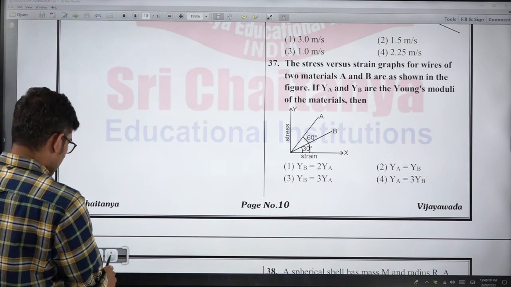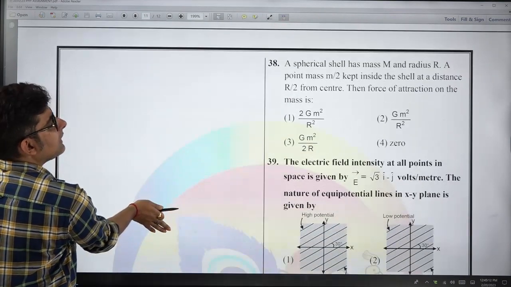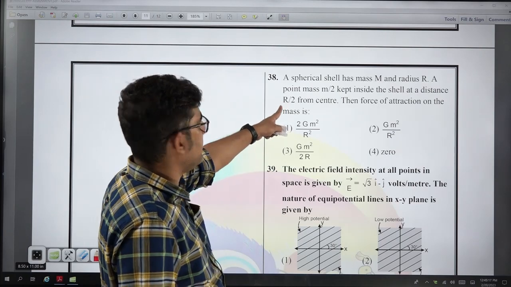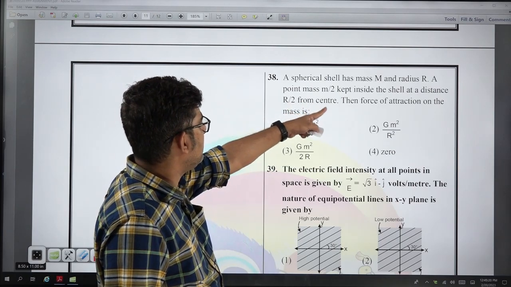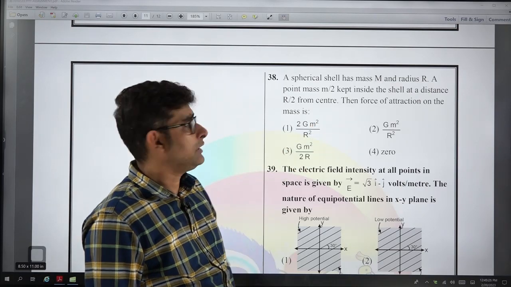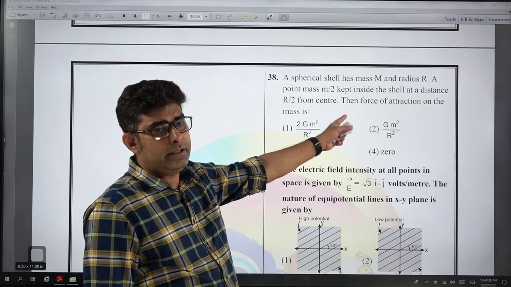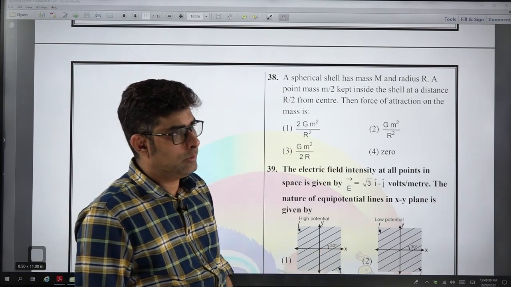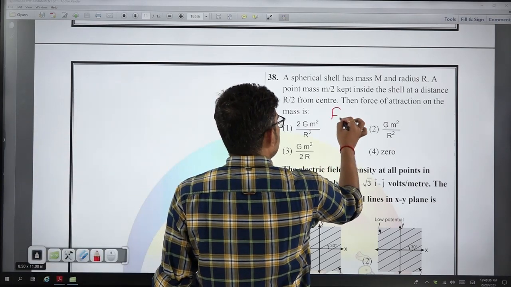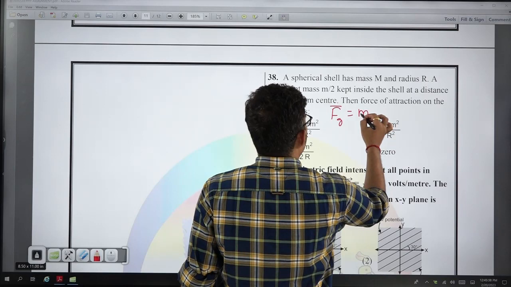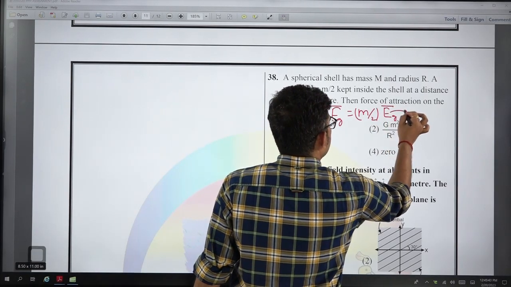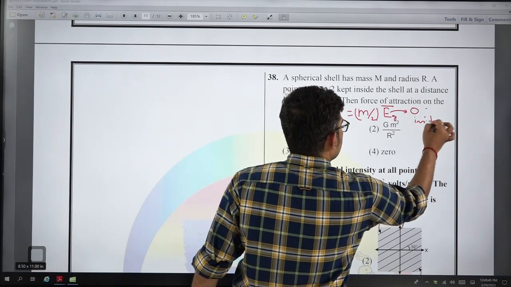Done? Okay. Next is, a spherical shell has a mass m and radius r. A point mass m by 2 is kept inside the shell at a distance r by 2 from the center. Then the force of attraction on the mass is, it is a spherical shell. Inside the shell, what is the field? Field is 0. So the force will also become 0. Direct answer is 0. So Fg is equal to mass, which is given as m by 2, into Eg. And Eg is how much? 0 inside the shell.